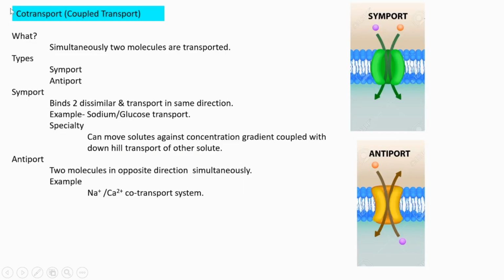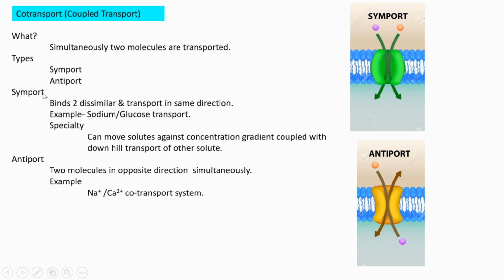Next, co-transport or coupled transport. Coupled means that two molecules are transported across the plasma membrane by such a type of carrier protein. What is co-transport? I already told you. Simultaneously, two molecules are transported here. In this picture, we can see that two molecules are transporting. This co-transport is of two types, symport and antiport.